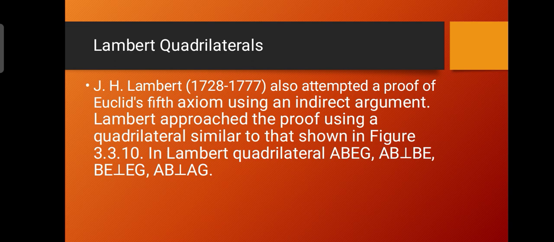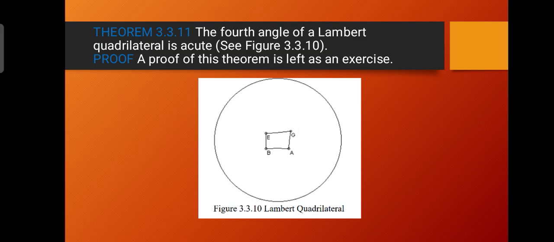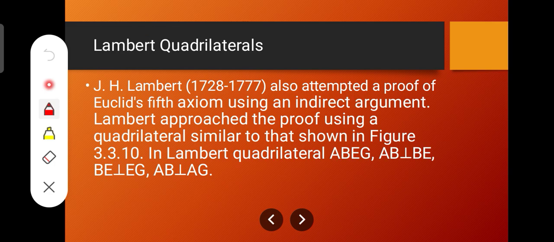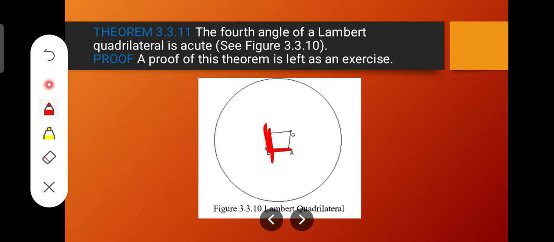So, in Lambert quadrilateral ABEG, AB is perpendicular to BE, BE is perpendicular to EG, and AB is perpendicular to AG. So, the approach Lambert used to prove Euclid's fifth axiom is what he called the Lambert quadrilateral. In quadrilateral ABEG, AB is perpendicular to BE, BE is perpendicular to EG, and AB is perpendicular to AG. This is how the quadrilateral is explained.